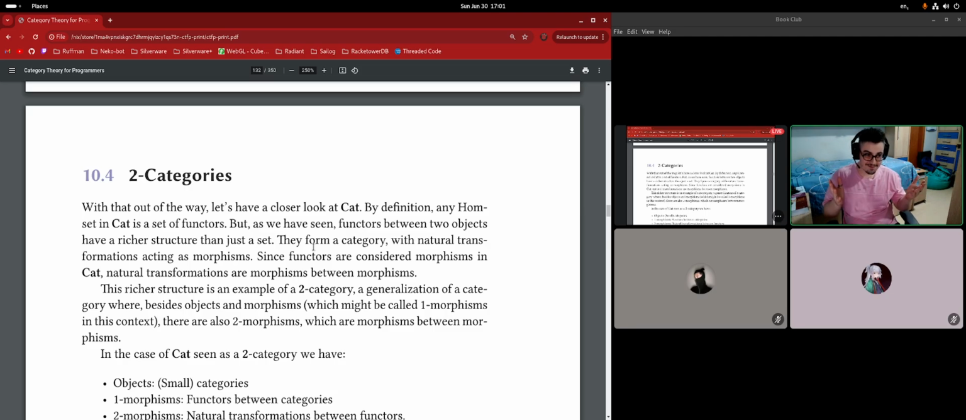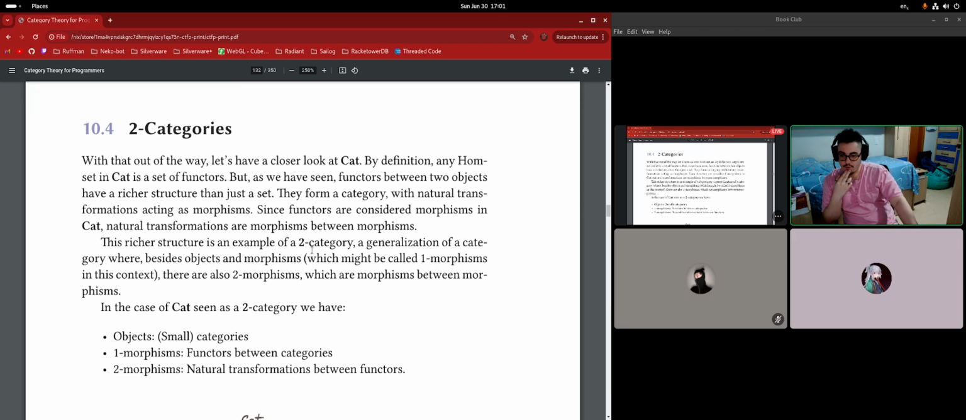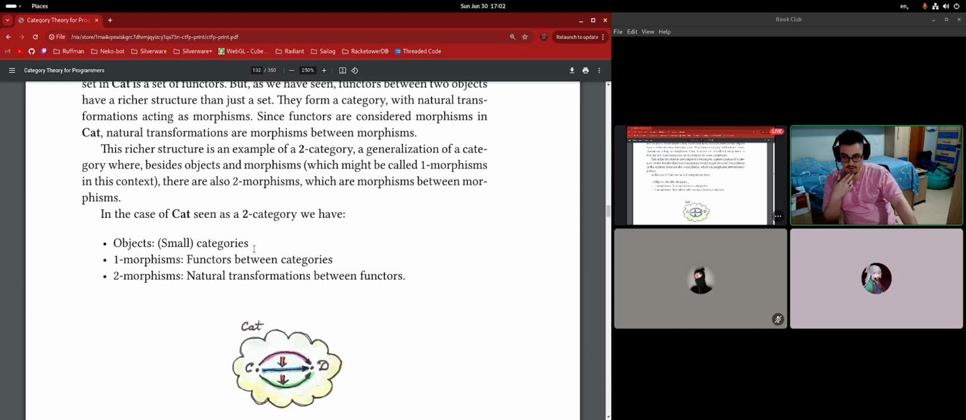That makes sense, right? Again, imagine the onion, and we are putting layers on top of it, and in the upper level we have natural transformations. So now we're gonna see a 2-category, which has a richer structure. So in the case of Cat, seen as a 2-category, we have objects, small categories.